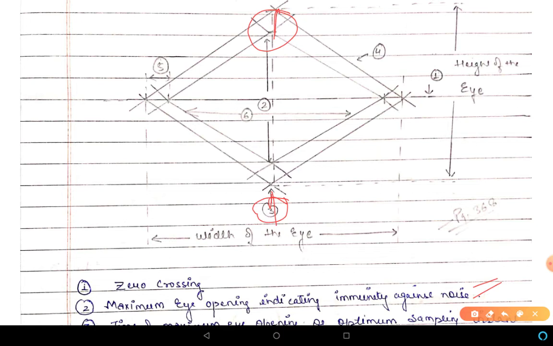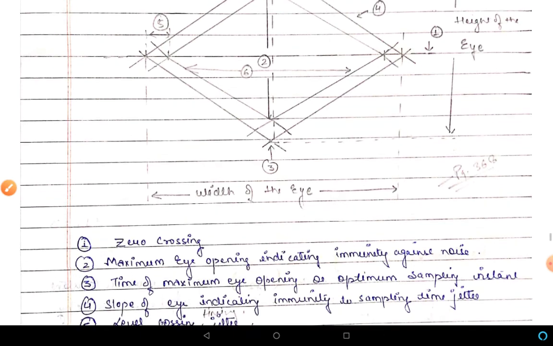That is, if I have an eye with less eye opening, and then I have an eye with more eye opening, in the second case it will have more immunity as compared to the first case. And this particular parameter indicates, if someone gives you the eye diagram, then you can easily say that this is the point at which we must sample, because at this point your eye is wide open and the immunity is maximum. That is why this is the optimum sampling instant.